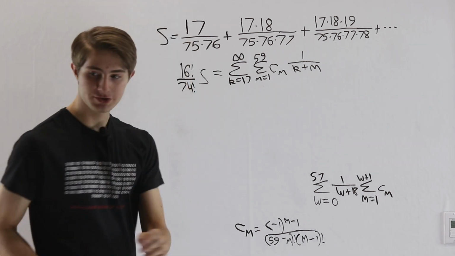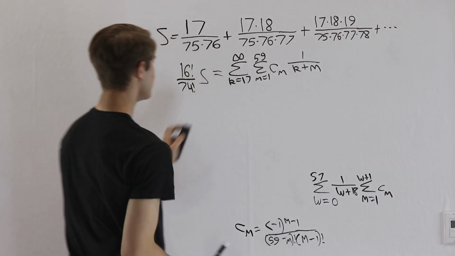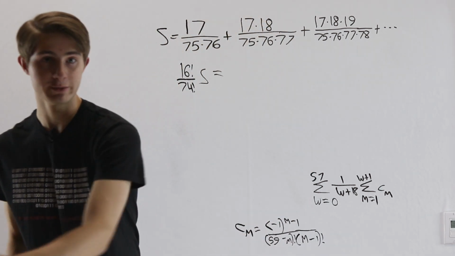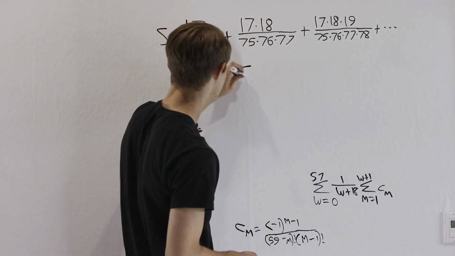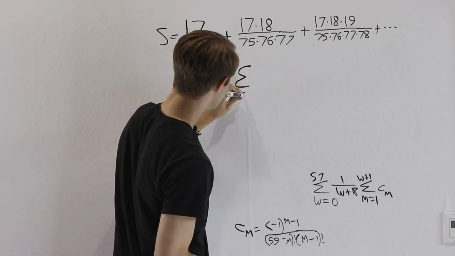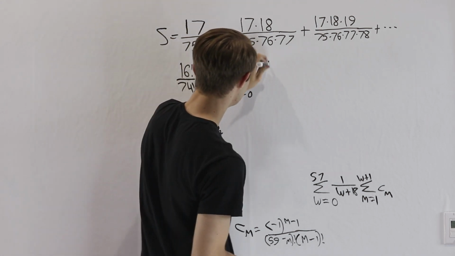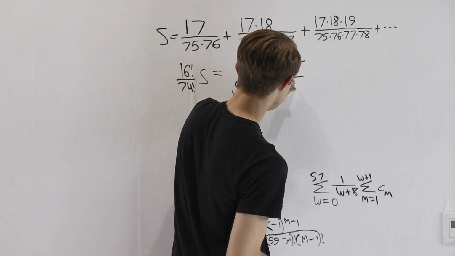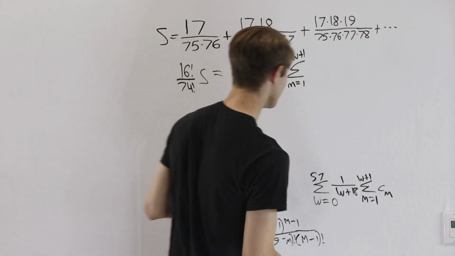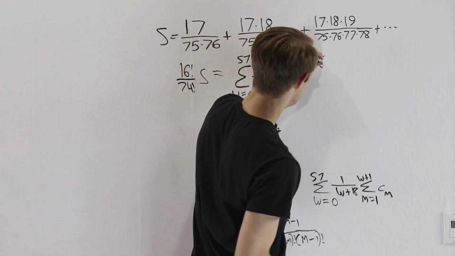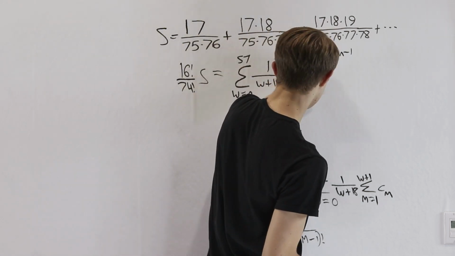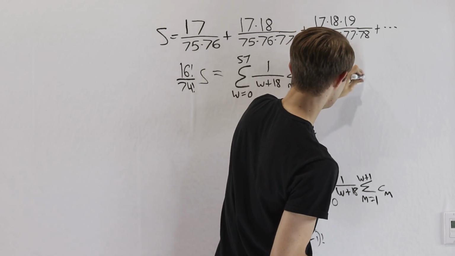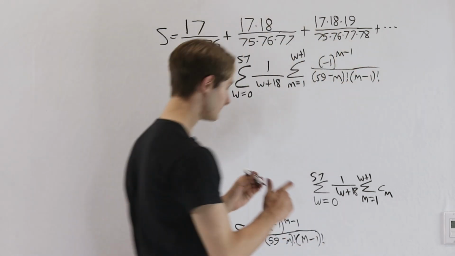So I've given us some more space, and we are going to erase our original form of the sum and write it in the new form, but we're also going to plug in the value of c sub m. So this is equal to the sum from w equals 0 to 57 of 1 over w plus 18 times the sum from m equals 1 to w plus 1, and then c sub m is negative 1 to the m minus 1 over 59 minus m factorial times m minus 1 factorial.